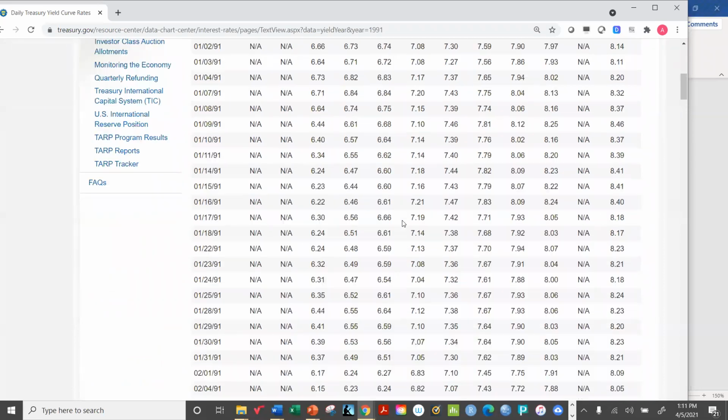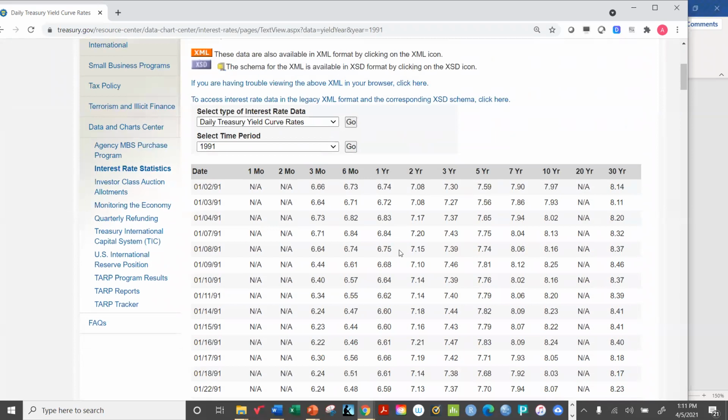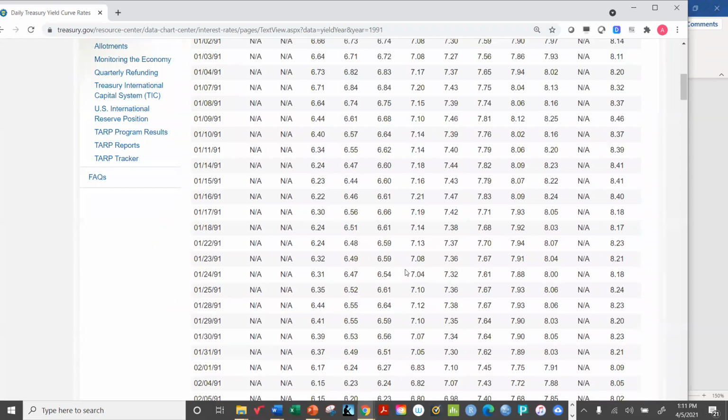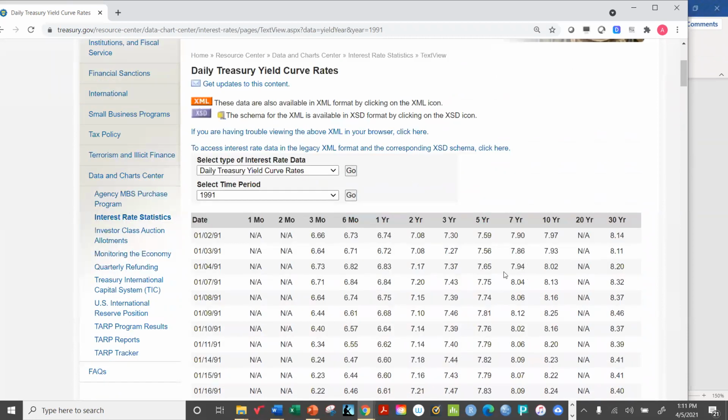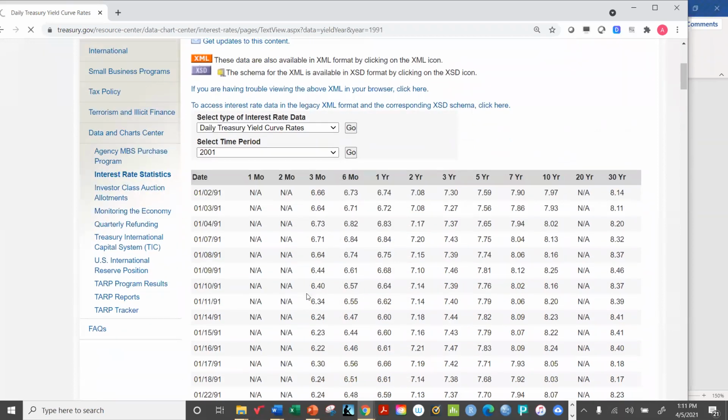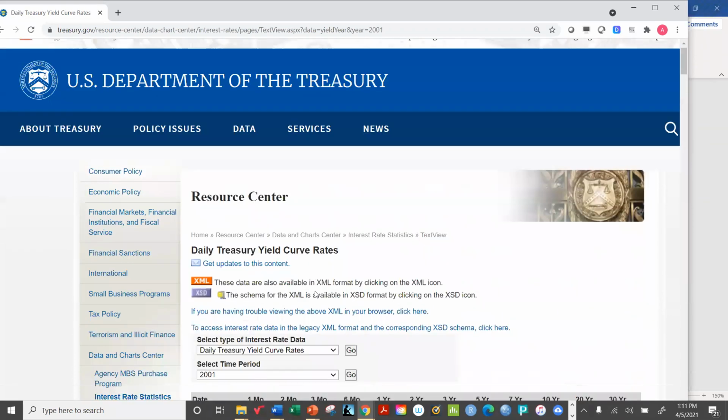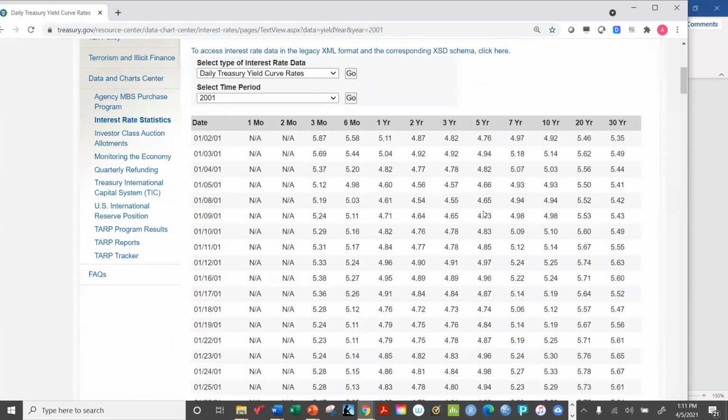No, not so much here, but look how high those numbers are. This is in the early 90s when the economy was really very sluggish. And look how high those numbers are. The NAs mean that security wasn't being traded at that point in history. But yeah, these are very high rates. Let's try 2001. Yeah, no, they're kind of flat.